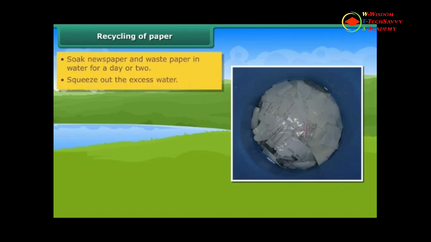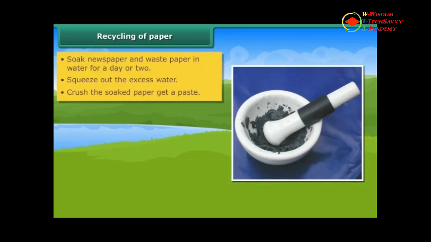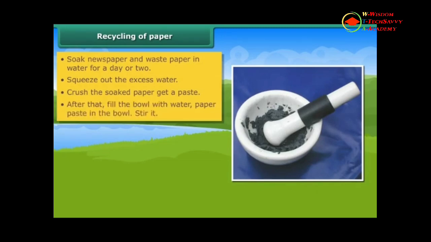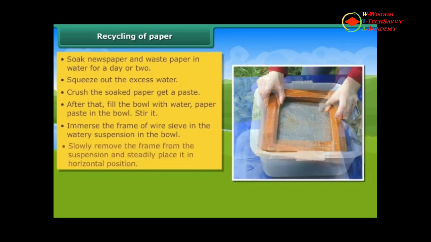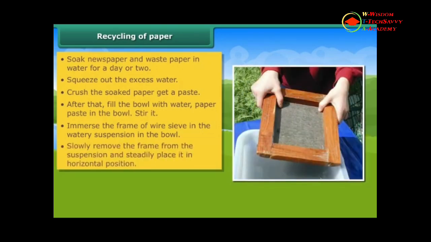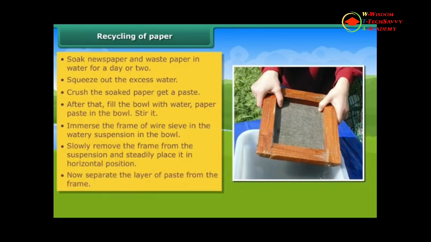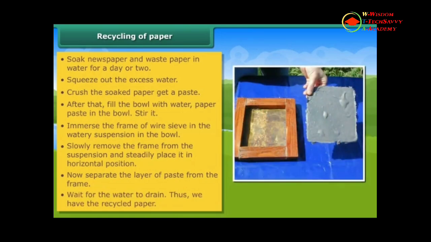Squeeze out the excess water. Crush the soaked paper to get a paste. After that, fill the bowl with water. Add the paper waste in the bowl. Stir it. Immerse the frame of wire sieve in the watery suspension in the bowl. Slowly remove the frame from the suspension and steadily place it in a horizontal position. Now separate the layer of paste from the frame. Wait for the water to drain. Thus we have the recycled paper.